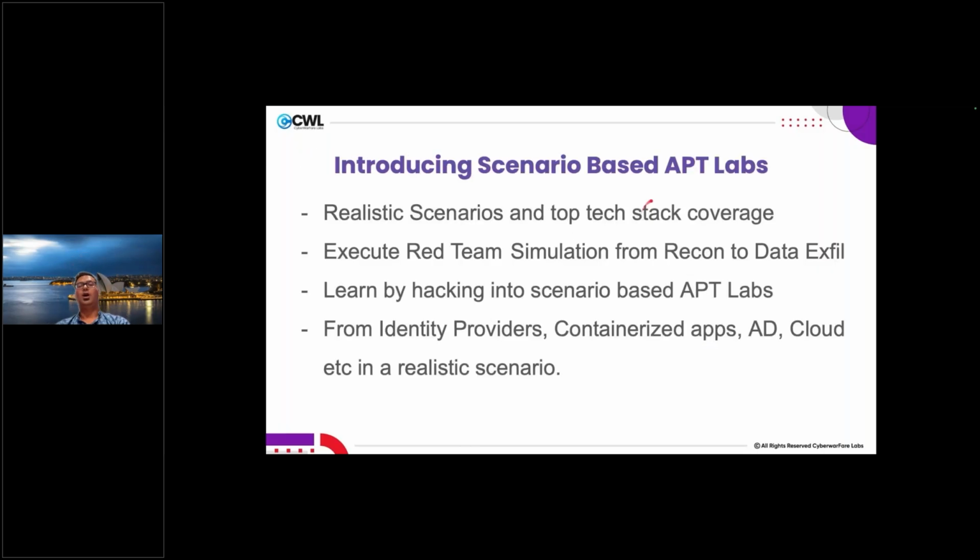Now, what is coming up is Cyber Warfare Lab's scenario based APT labs, right? Our fundamentals are very clear: we want to provide realistic scenarios and top tech coverage. That is the main important thing that we are focusing on. We want to offer realistic simulation as well as top tech stack coverage. So that is how things are.